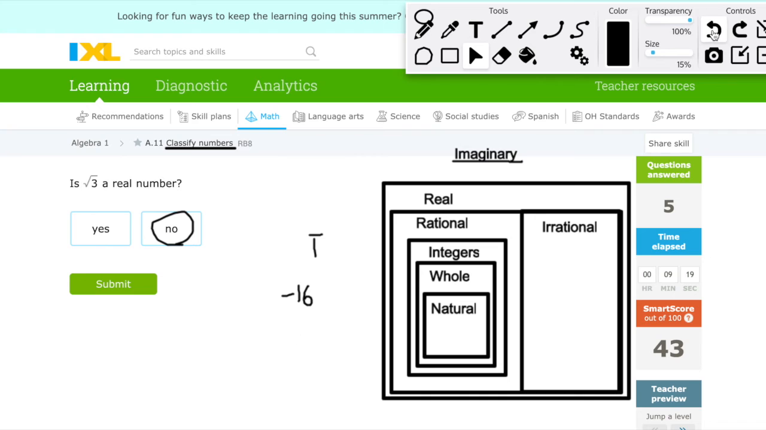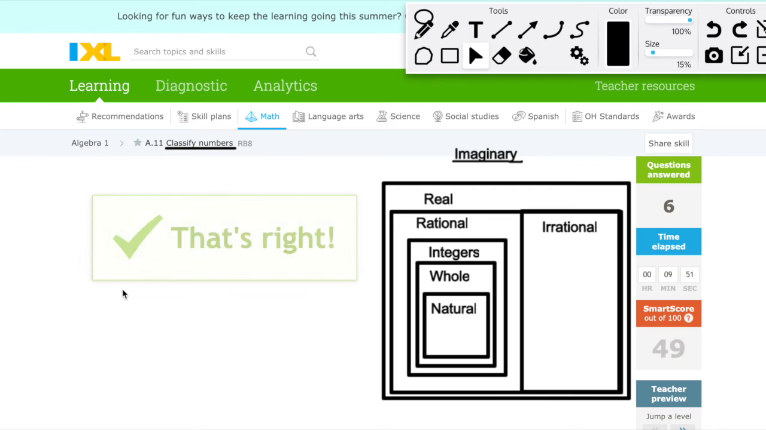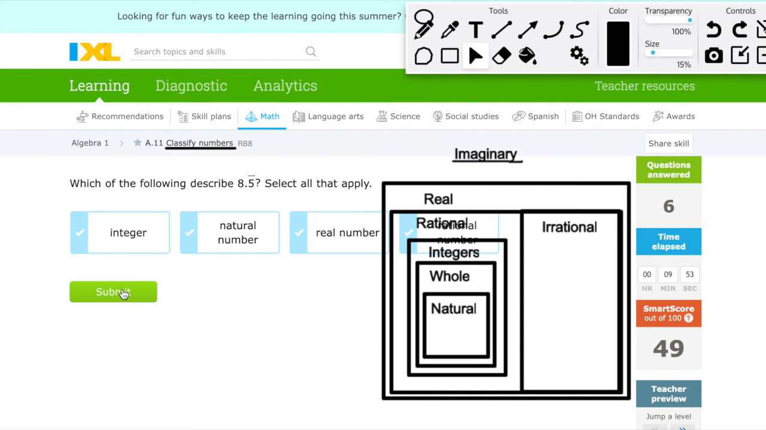Alright, let's clear those last couple things off. Is the square root of 3 a real number? So while that is a decimal, it's like 1.73. I had to get on the calculator. It keeps going. It still falls under the real category. So nothing imaginary thrown at us yet. I'm guessing that anything that IXL is going to throw at you is going to be real, but haven't run into anything that's imaginary yet.